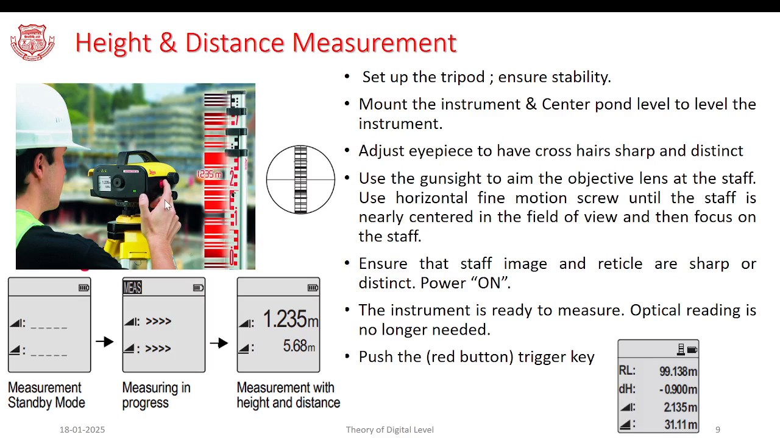As we press on this red key, the equipment is in measuring mode. Here it has completed the measurement process, hence the staff reading is shown as 1.235, as well as the horizontal reading is shown in the form of the distance of the staff from the equipment. Here, as you see, in the subsequent operation, we can get the reduced level, we can get the difference in height as compared to the previous station, the vertical height as well as the horizontal distance as shown here.